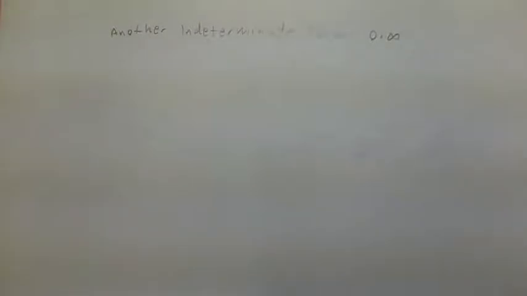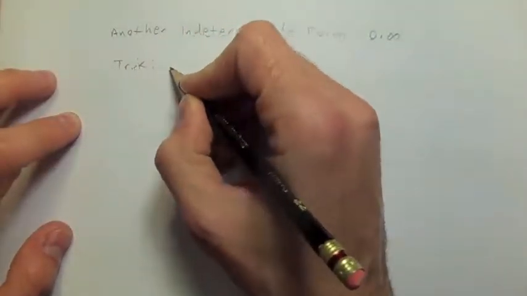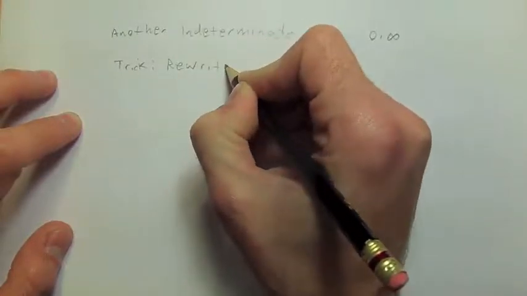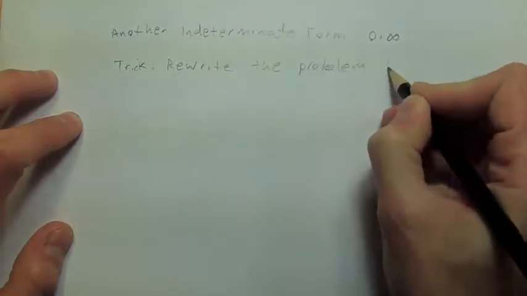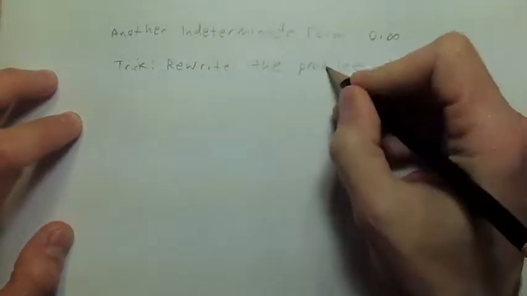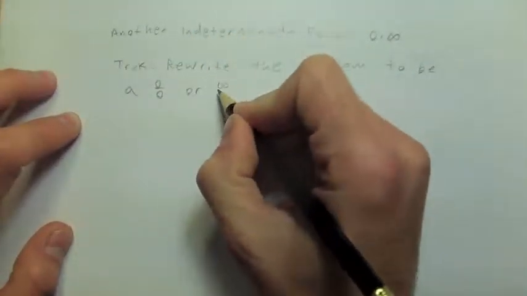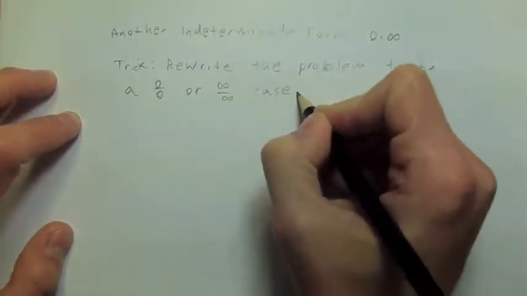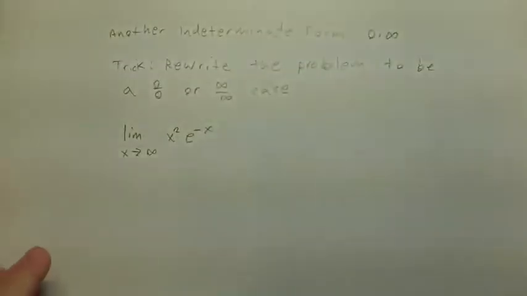Okay, so the trick to these, though, right? The trick here is always rewrite the problem to be a 0 over 0 or infinity over infinity case, right? So you're just going to use some algebra to rewrite things so that it's a case that L'Hopital's rule can apply to. Okay? Let's start by looking at a pretty simple example here.